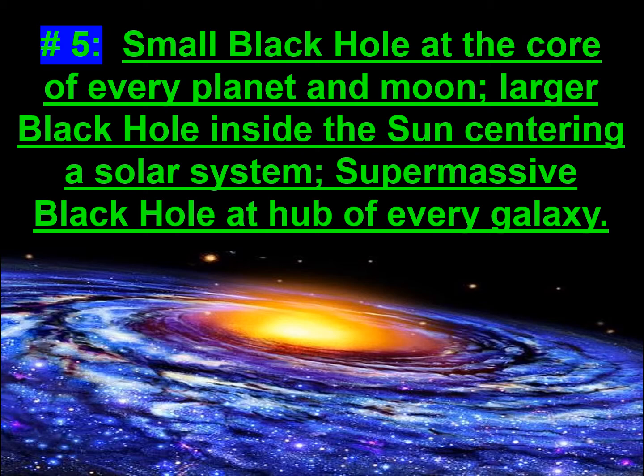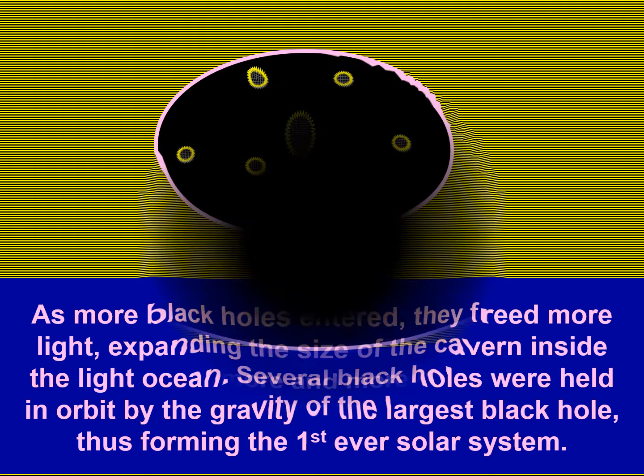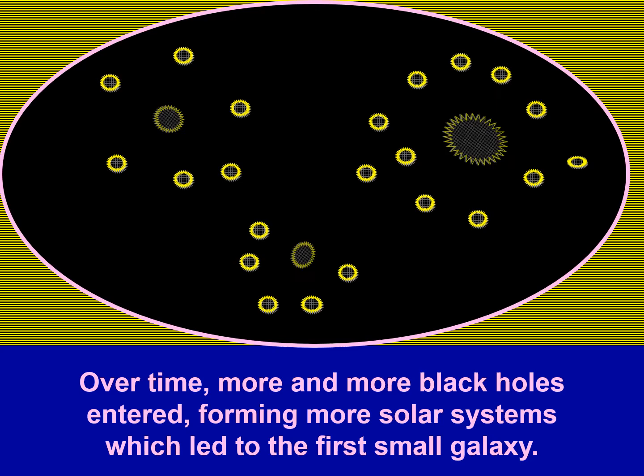As more black holes entered, they freed more light, expanding the size of the cavern inside the light ocean. Several black holes were held in orbit by the gravity of the largest black hole, thus forming the first ever solar system. Over time, more and more black holes entered, forming more solar systems, which led to the first small galaxy.